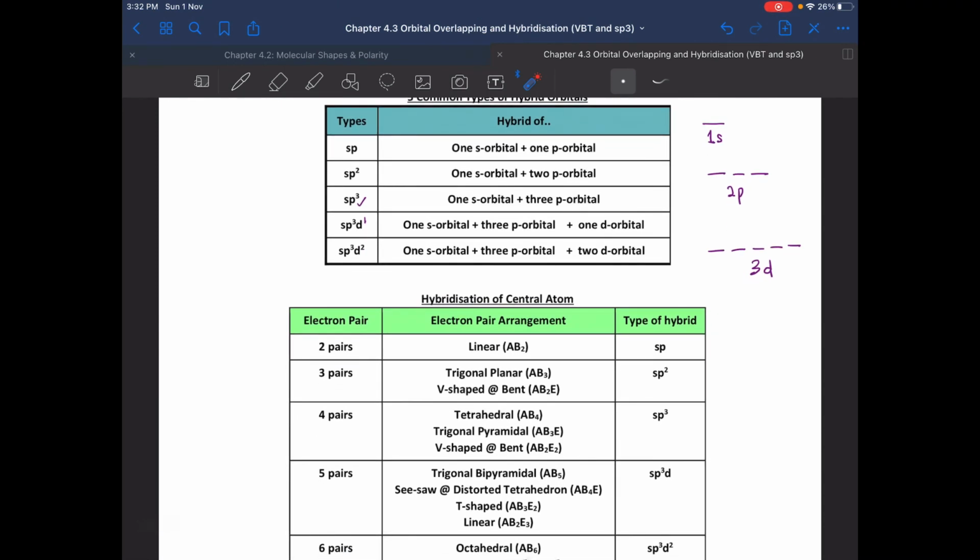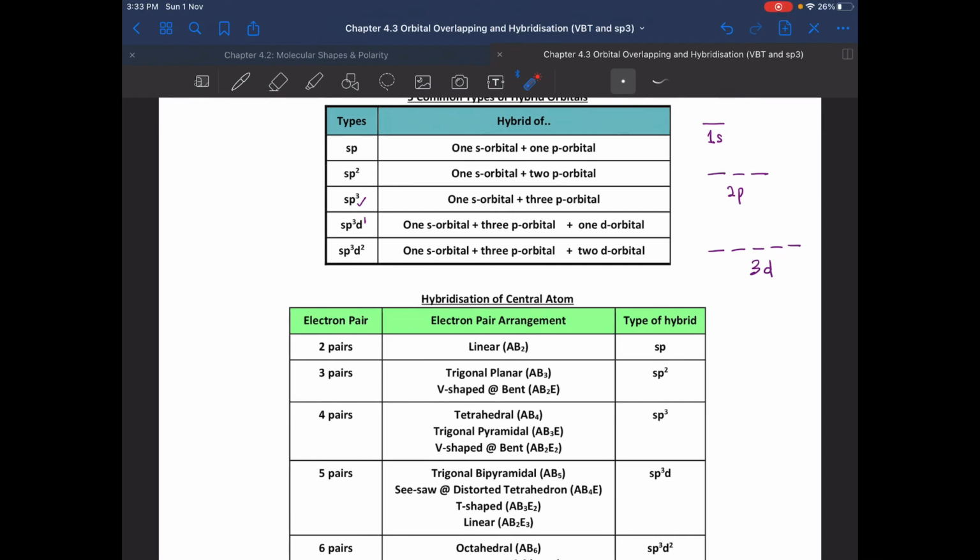So, this hybrid orbital, okay, sp, sp2, sp3, sp3d and sp3d2 will arrange themselves to be as far apart as possible to minimize the repulsion. So, as a result, this sp hybrid also have shape. Okay, dia pun ada shape dia tersendiri. Okay, so for example tadi kita tengok sp3 hybrid, which is this one. sp3 hybrid adalah dia akan ada tetrahedral shape. Okay, so kalau dia ada lone pair dia akan jadi trigonal pyramidal. Kalau dia ada dua lone pair dia akan jadi V shape or bent.